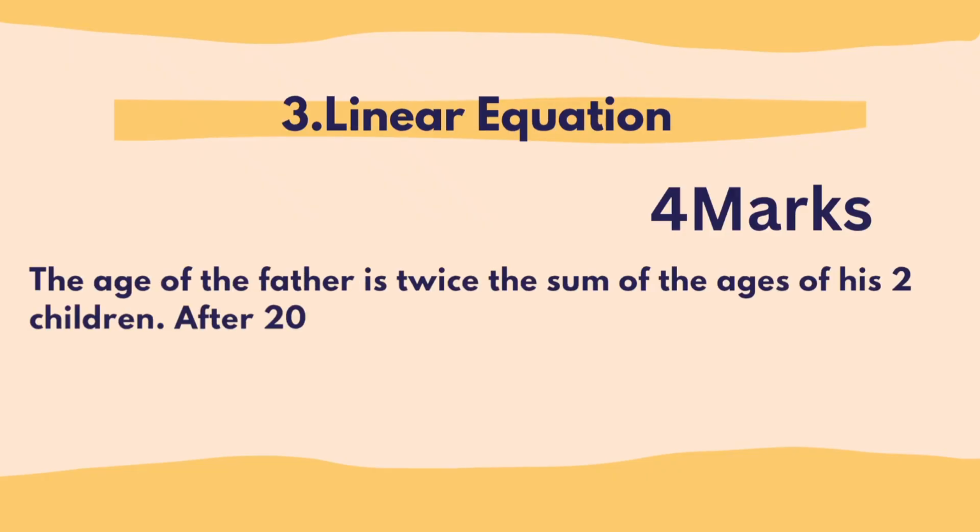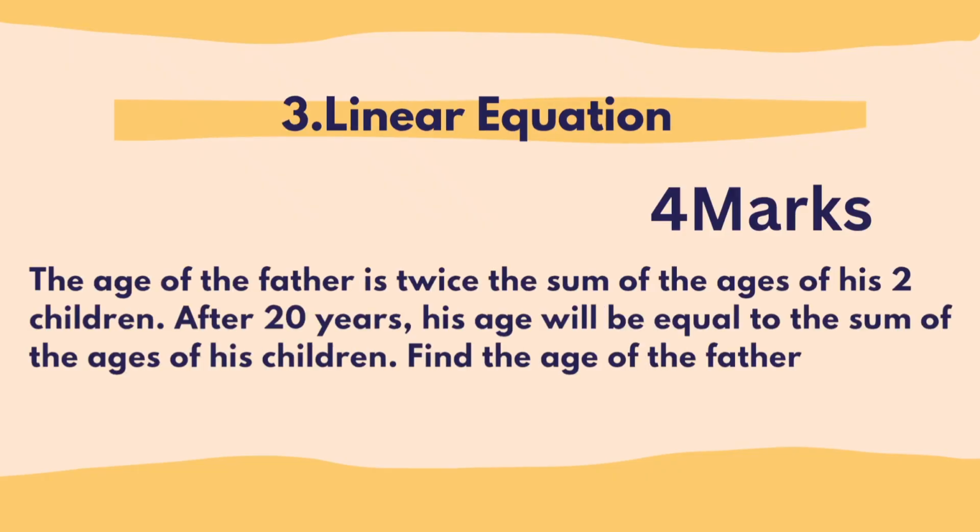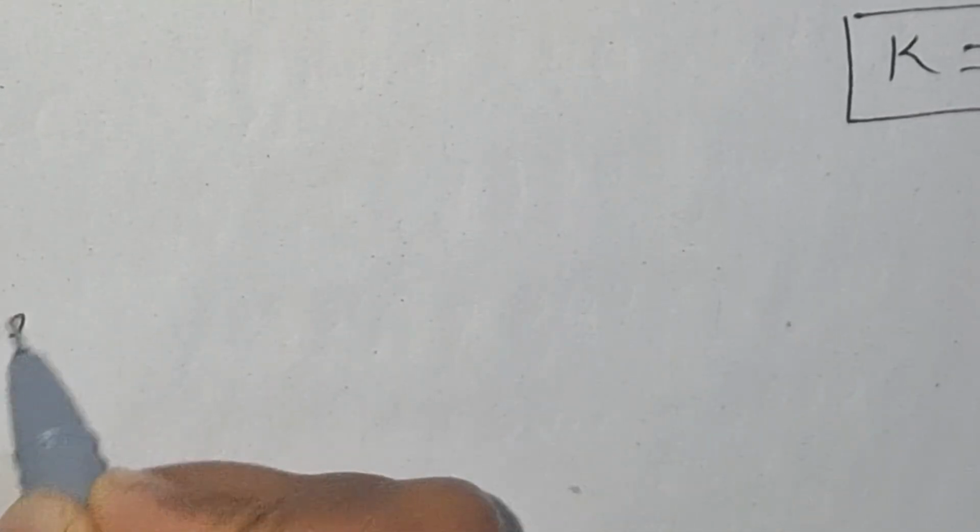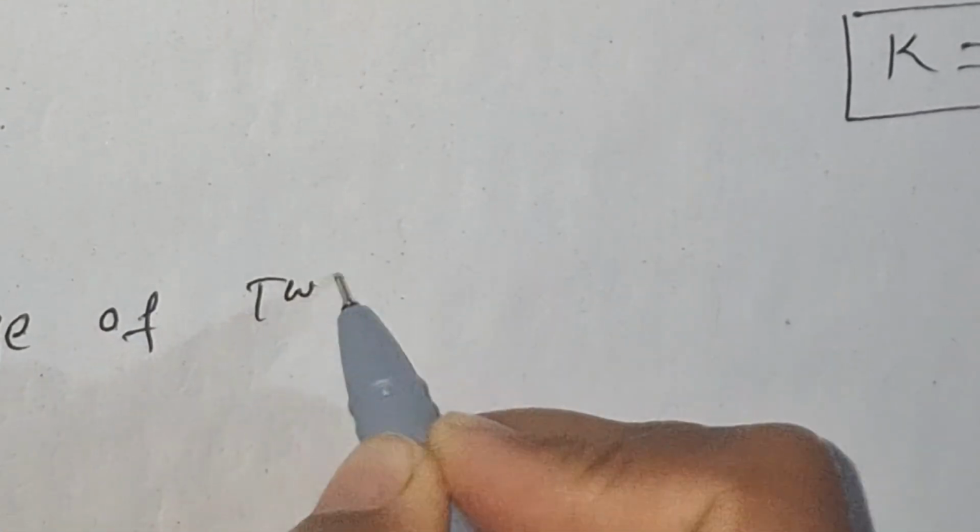Next, third chapter, linear equations. Important question. This is a 4 marks question. The age of the father is twice the sum of the ages of his two children. After 20 years, his age will be equal to the sum of the ages of his children. Find the age of the father. First, write out the given data.